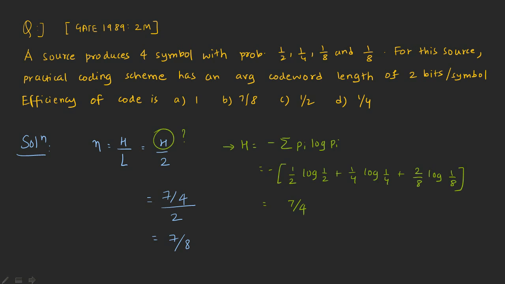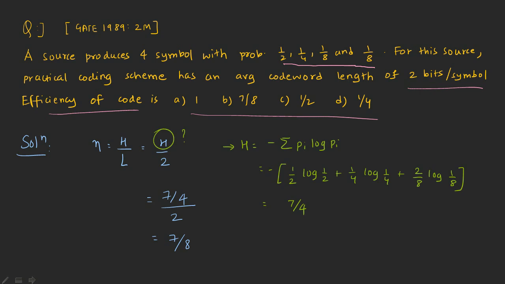Okay, let's start. GATE 1989, 2-mark question. A source produces 4 symbols with the probabilities 1 by 4, 1 by 2, 1 by 4, 1 by 8, 1 by 8. For this source, a practical coding scheme has an average code word length of 2 bits per symbol. Then the efficiency of the code is what?